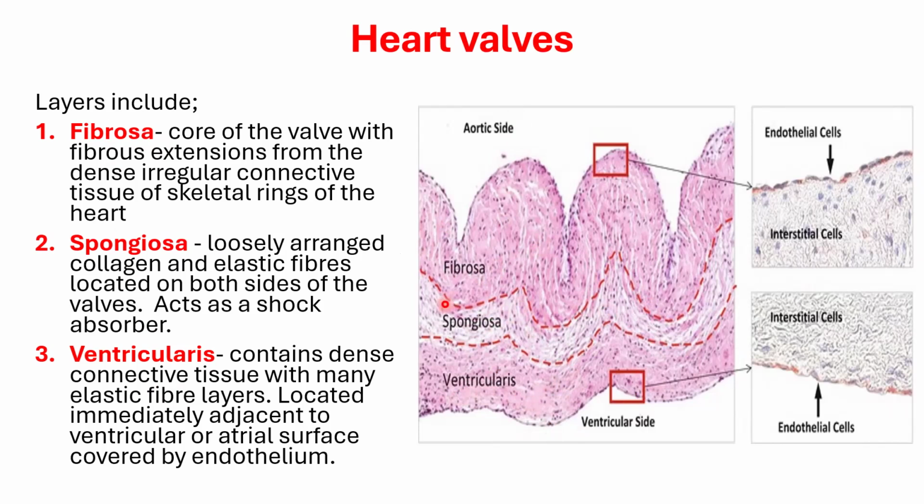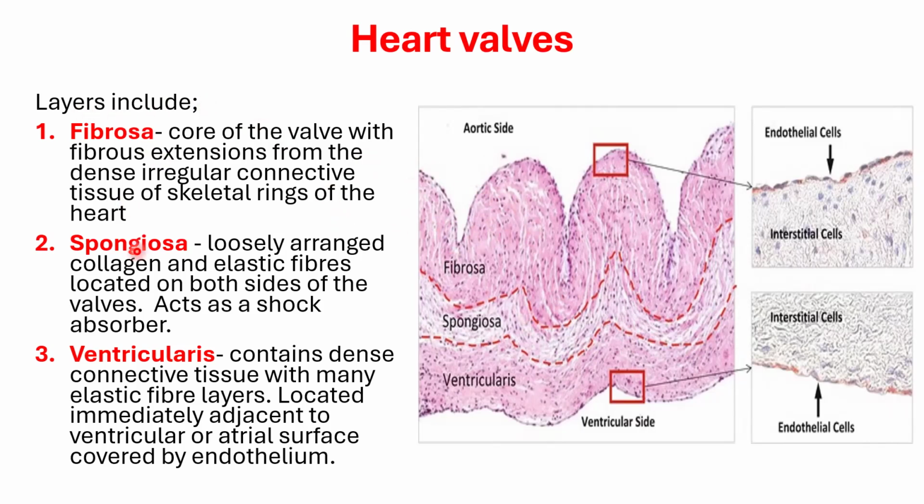Then you'll have a spongiosal side. So it has elastic fibers. Remember, this one will now enable the elasticity of the valves. In addition to that, it will act as a shock absorber on the center. So this fibrosal layer will have fibrous extensions from the dense irregular connective tissue, the skeletal rings of the heart.